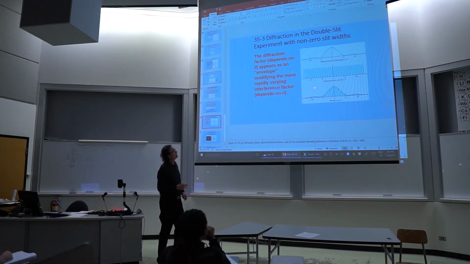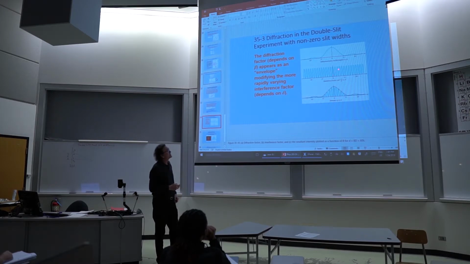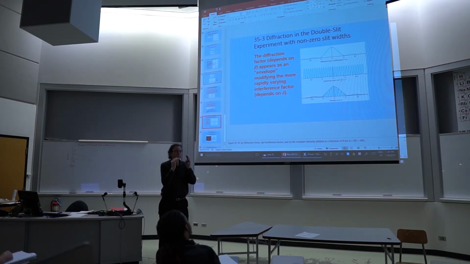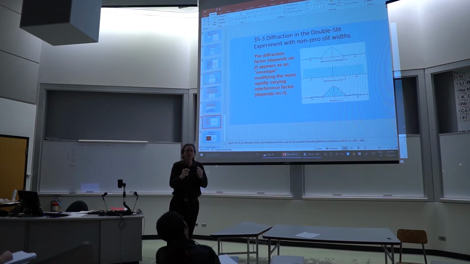And that is, we refer to these peaks as interference peaks, or as you see here, the interference factor, cosine squared delta over 2. We refer to this shape as the diffraction factor. So this is the minimum of the diffraction peaks, and this is due to the single slit. So single slit, we refer to as diffraction.